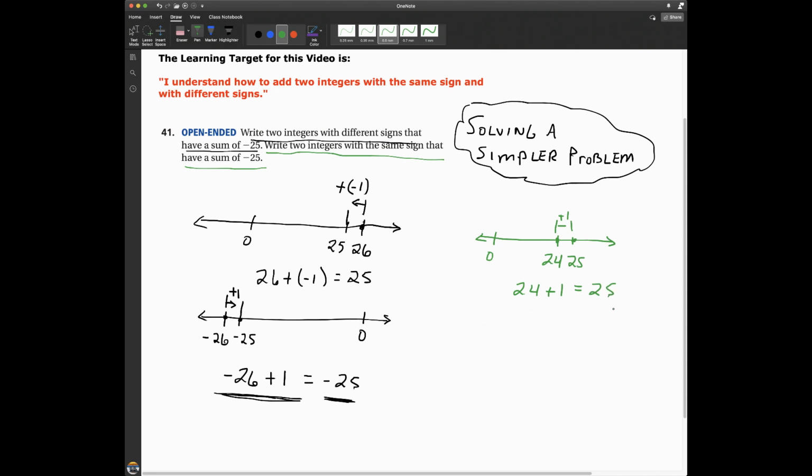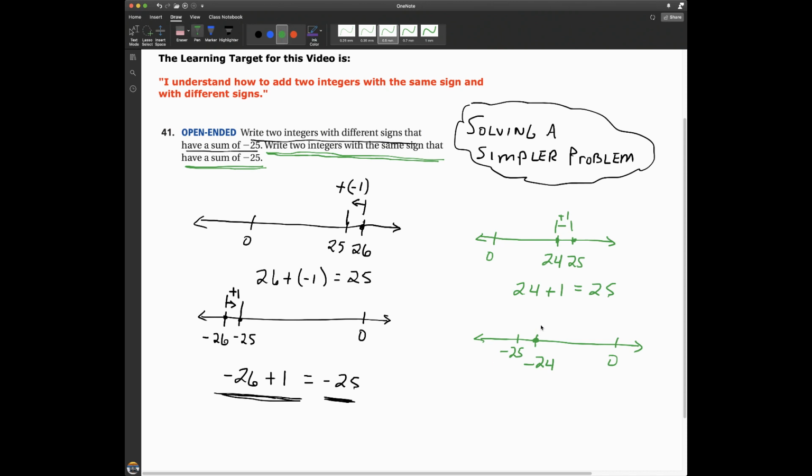So these have the same sign, and the answer has the same sign. So now let's take this and think about it in the context of what we have to do, which is write two integers with the same sign that have a sum of negative 25. So I'll put my 0 here. I'm going to go out to negative 24. Now, how do I get to negative 25, which is the next door neighbor right here?